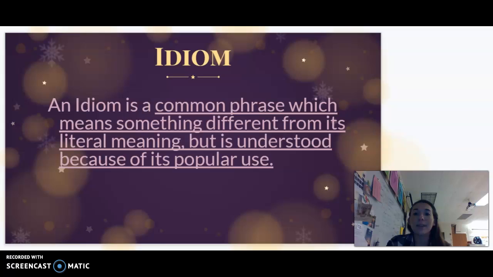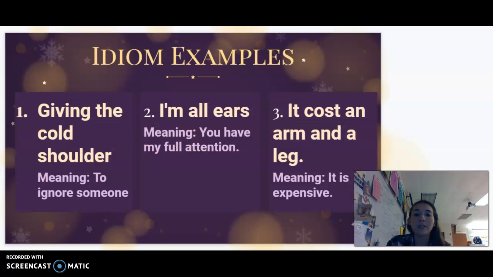An idiom is a common phrase which means something different from its literal meaning, but is understood because of its popular use. Some examples of idioms would be giving the cold shoulder, which means to ignore someone. It does not mean that you are literally putting ice on their shoulder.